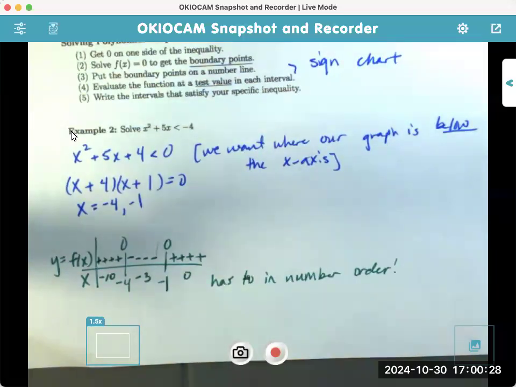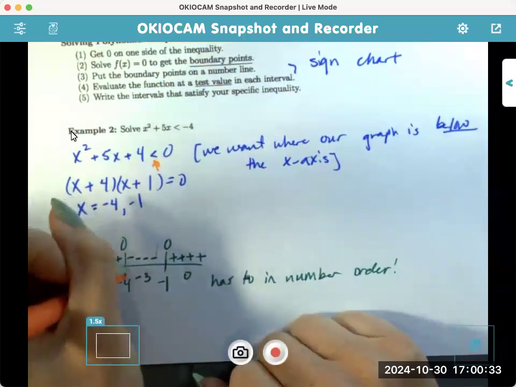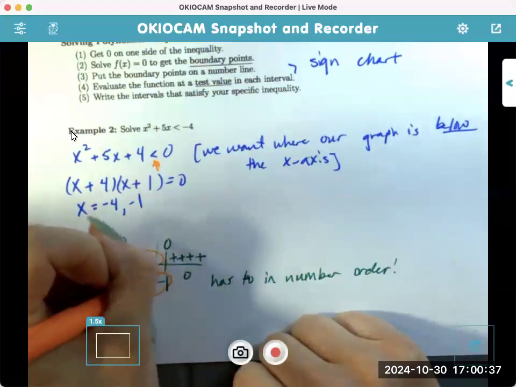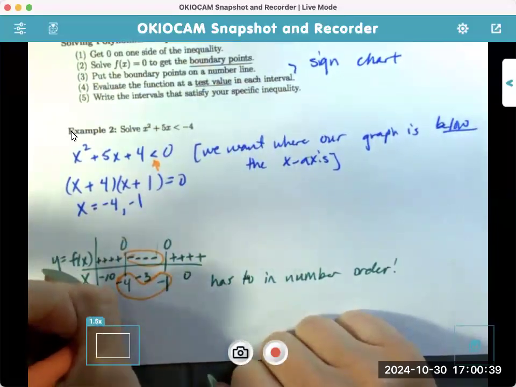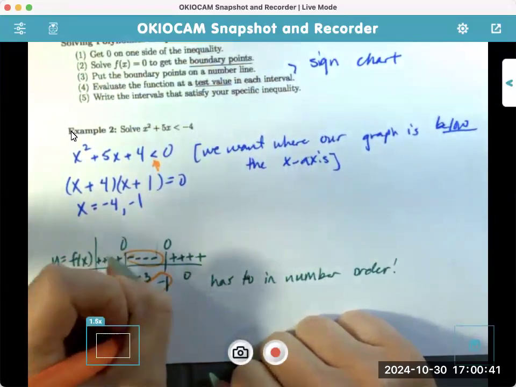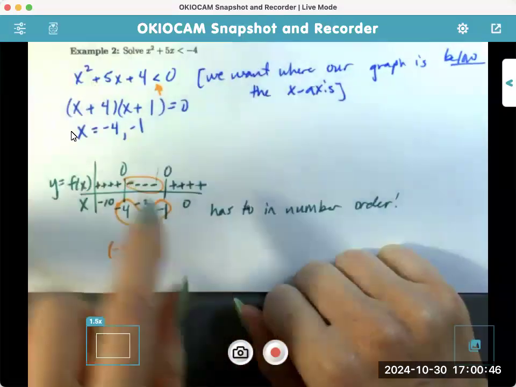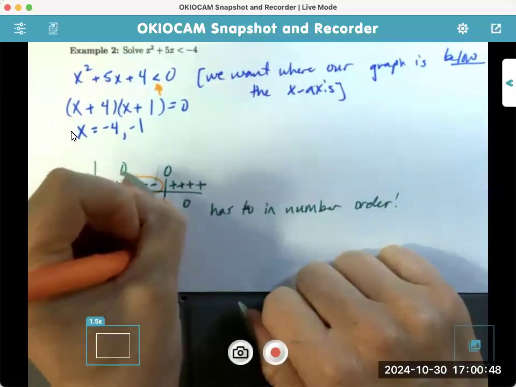So now we are ready to evaluate. Since I want to know less than 0, that means I want the negative chunk. I want where are we negative. So that is from -4 to -1. Since I'm strictly less than 0, we want all parentheses all the time. And that's it. Yay, we're done.